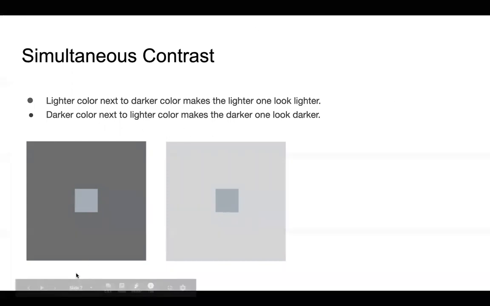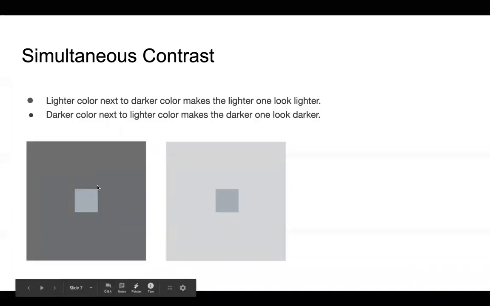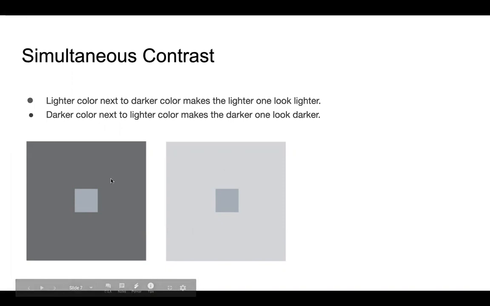But actually, when I went to the next slide, it was smaller, and I think you can see it a lot better that way. So you can see that against the gray background, these middle squares are the same exact gray, but you can notice that the one on the left is actually brighter.